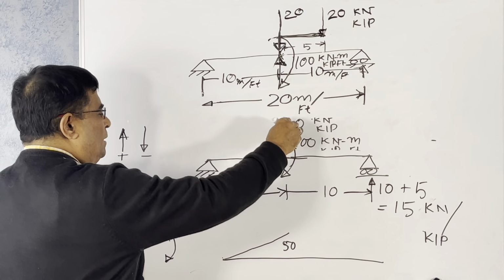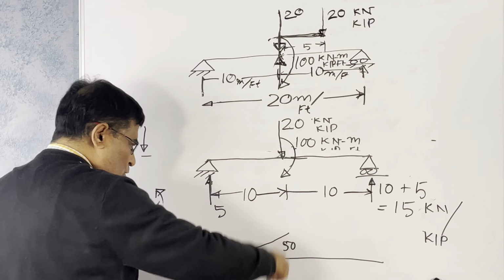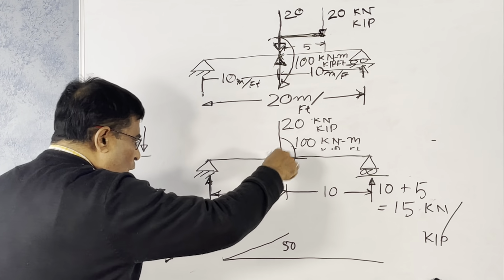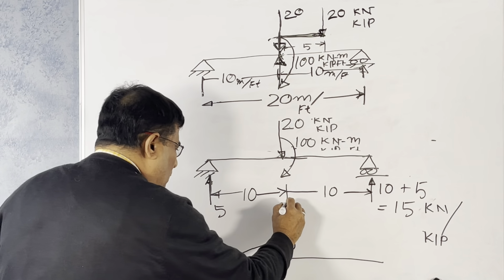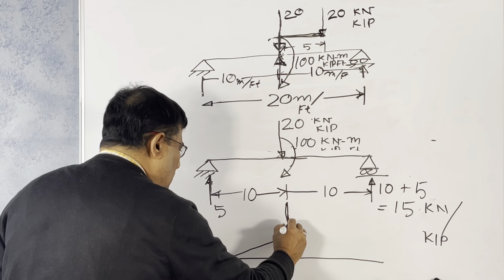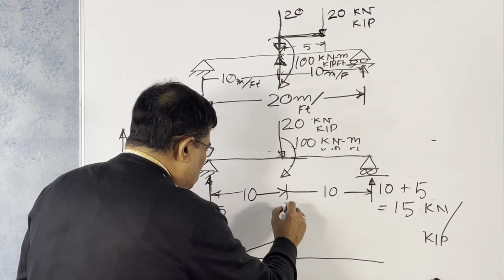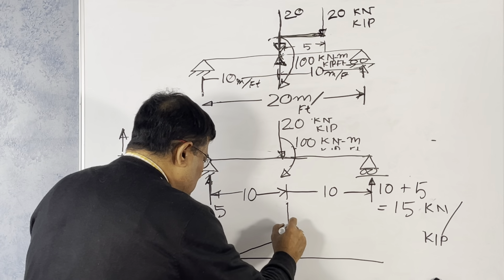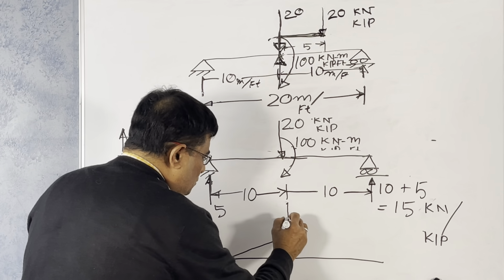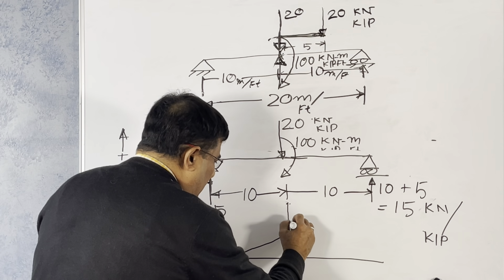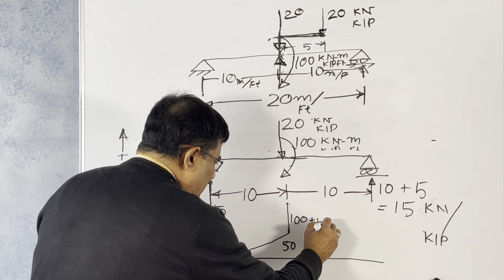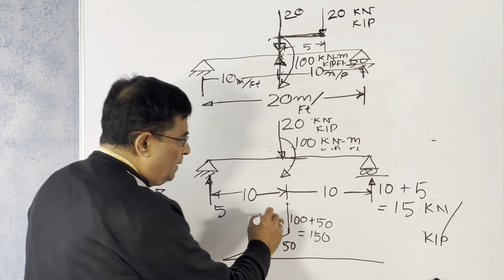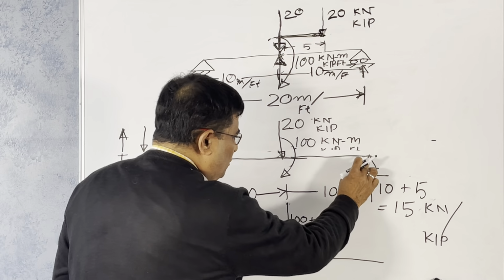So it is positive. But what happens here? Suddenly an additional 100 comes in at one point, concentrated. So this is also clockwise. It will add up. So you add 100 to this. From here to here it will be 100 plus 50, it is 150. Then there is no moment, the moment will be 0 at this point.